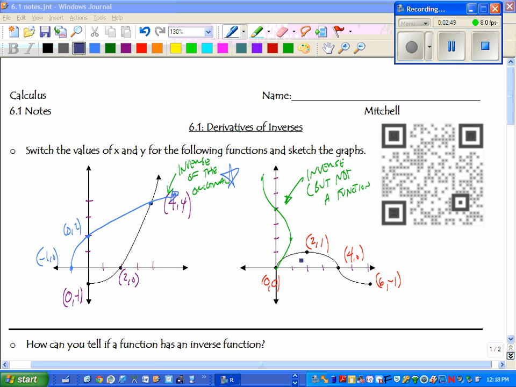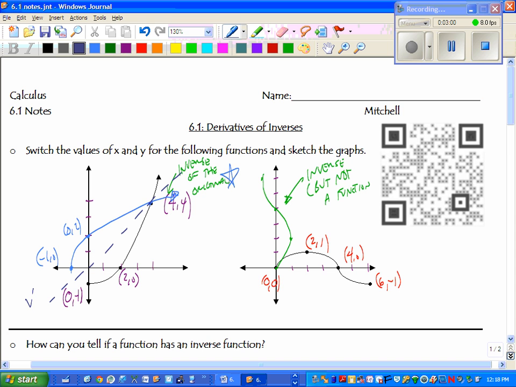Now, if you look at these, you should notice they look pretty much like the first one, only switched around a little bit. And what it is, it's a reflection over the line y equals x. So if we take the original one and flip it over, or take the mirror image of it over that line, we end up with our inverse. Same thing over here. Take our original function and reflect it over that line, and we get our inverse function.